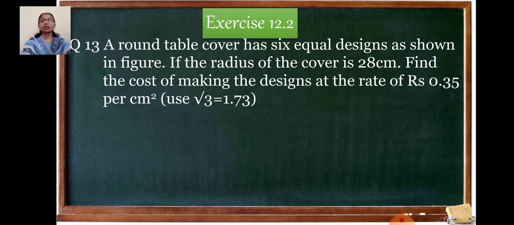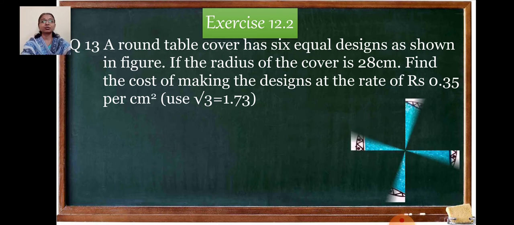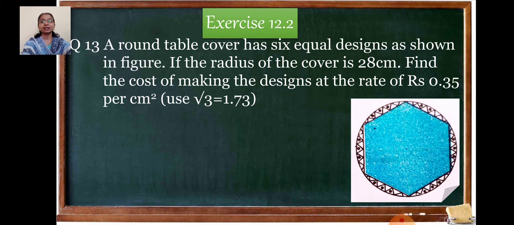A round table cover has 6 equal designs as shown in the figure. Let me show you the figure. This is that design. If the radius of the cover is 28 centimeter, find the cost of making the design at the rate of rupees 0.35 per centimeter square, and take the value of root 3 as 1.73.